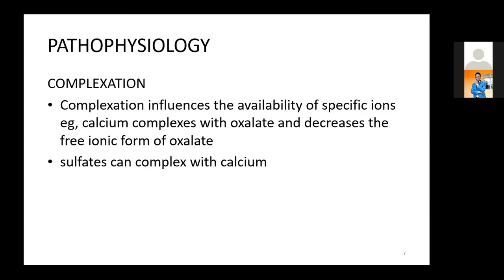The other example is the sulfates. They also complex with calcium, and so if they are not there, calcium will be free for absorption in the GIT, and the more calcium you absorb in the GIT, the more calcium you have in blood, and therefore the more calcium that is likely to be in urine.